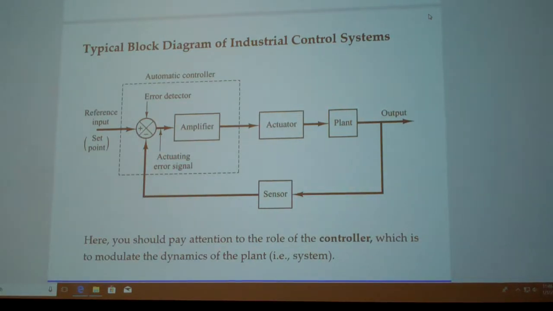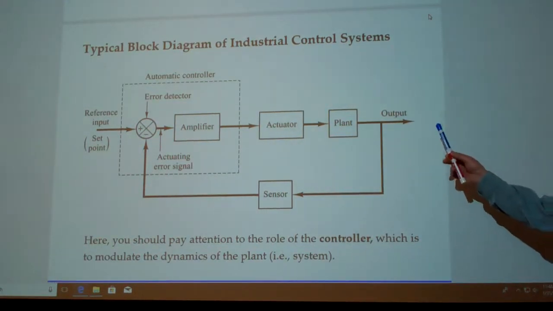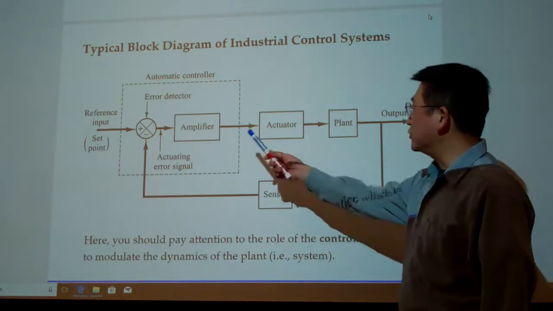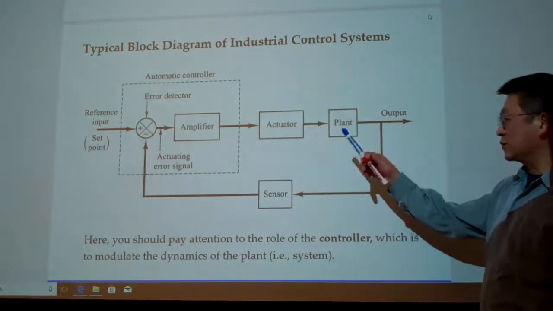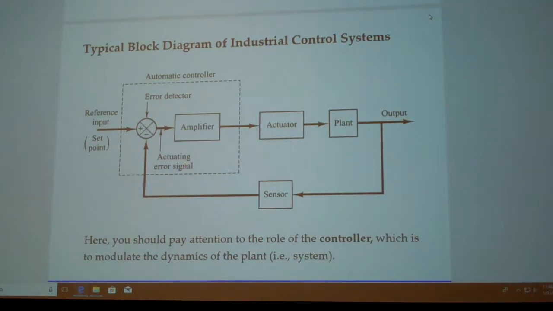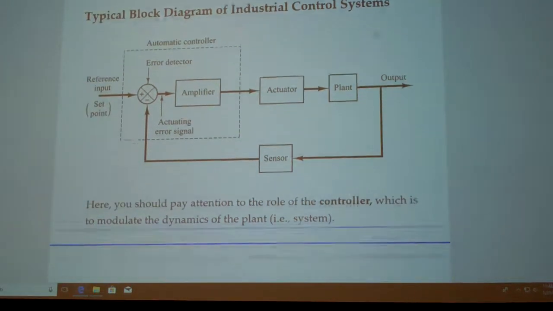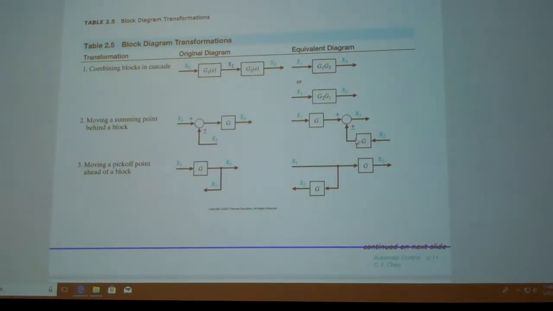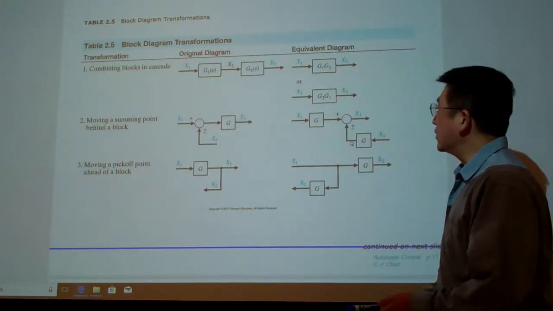Then you really have something you can work on. You can find out the output to input, which means the transfer function of the whole. This is the fundamental unit for using the block diagram.